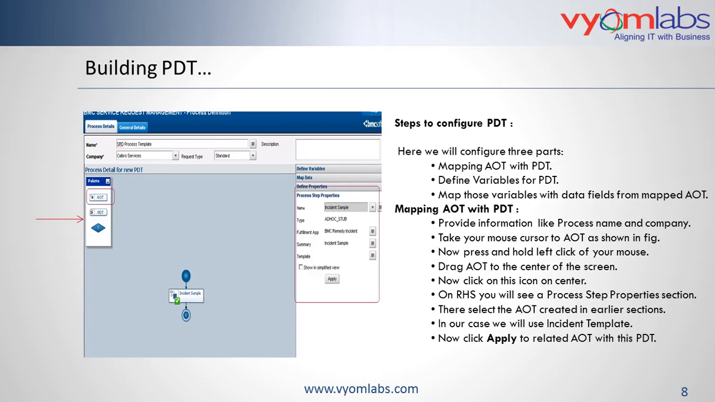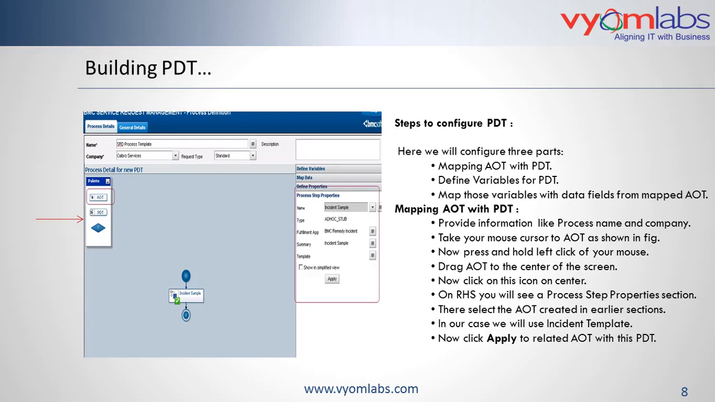So first we have to map AOT with this PDT. That is, we have to use a particular AOT with this PDT. In this example we will be using the AOT which we built in the previous slide, so we'll use that AOT. Then we have to define variables from the PDT, and then we have to map these variables with the data fields from the AOT.